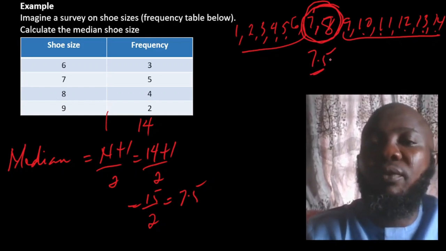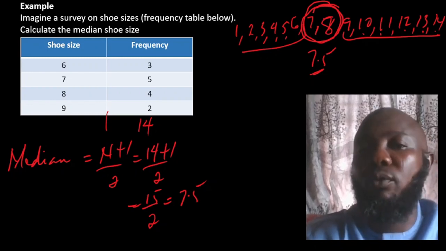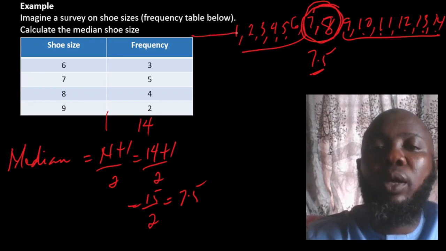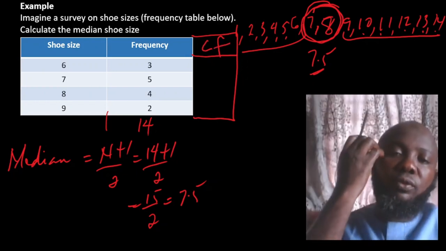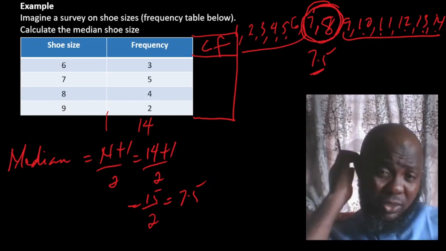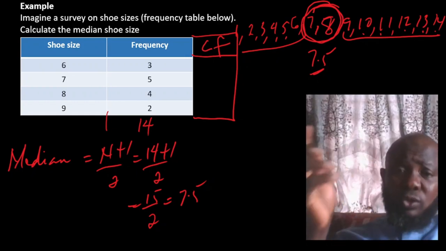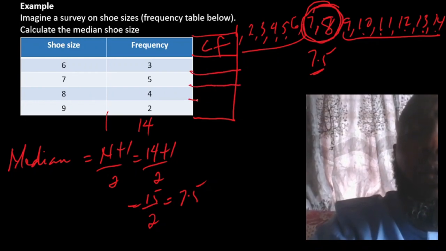So where does 7.5 fall? Well, we have 14 there. Where will that one fall? So we are now going to create another column here, which we are going to refer to as cumulative frequency. The meaning of cumulative frequencies is that we are going to be adding the frequencies together, starting from the first one to the last one, continuously. So what do I mean by that?